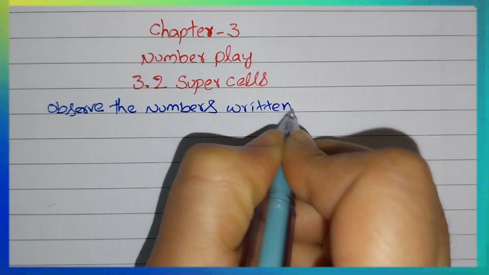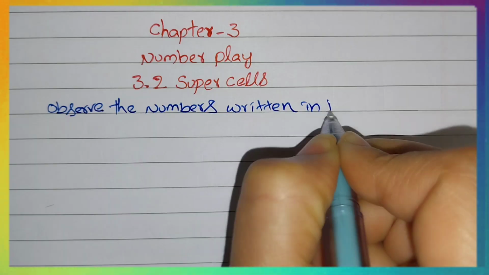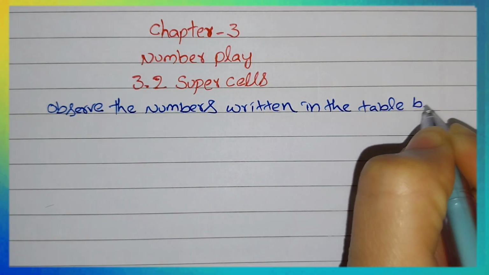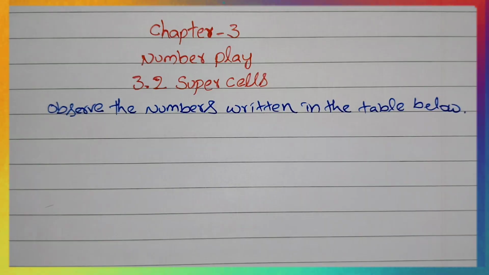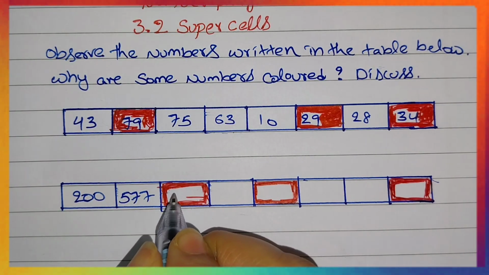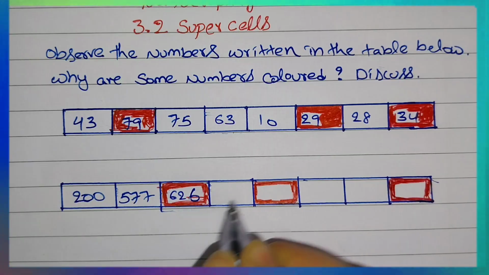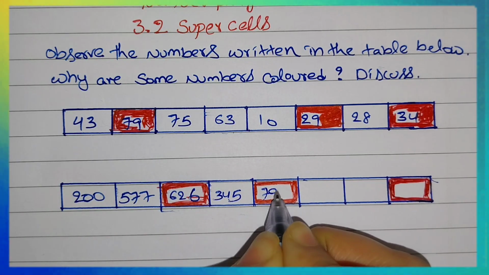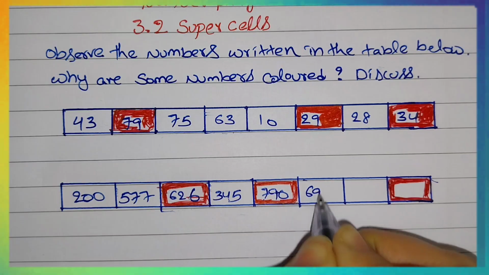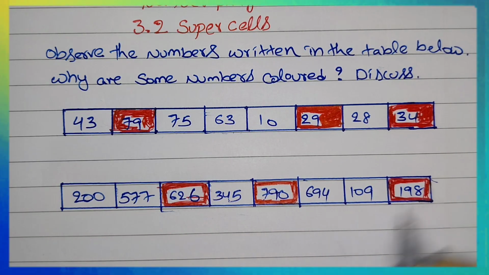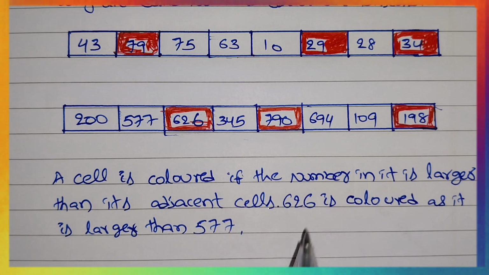In this video we are going to learn about supercells, which is in class 6 chapter 3 Numberplay. Let's start. Observe the numbers written in the table below. Why are the same numbers colored? Discuss. A cell is colored if the number in it is larger than its adjacent cells. What does adjacent mean? The cells that are immediately next to it.